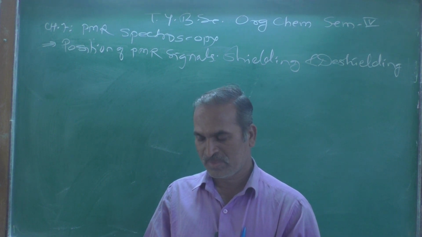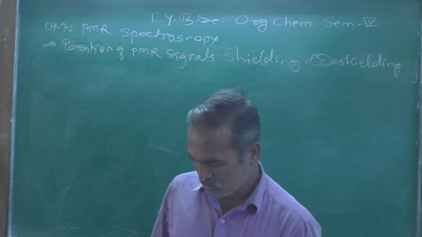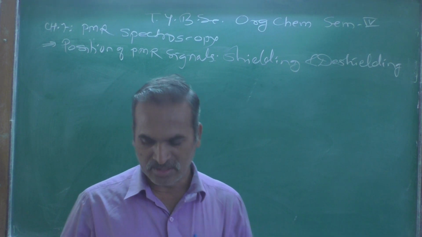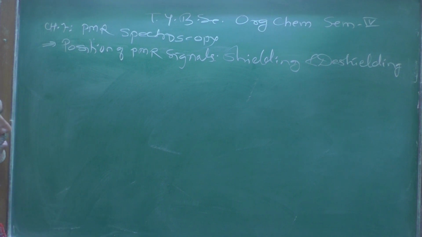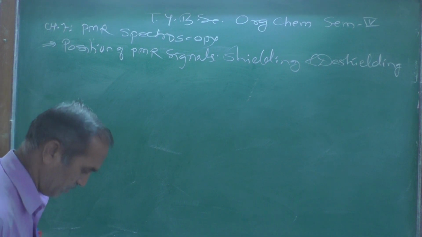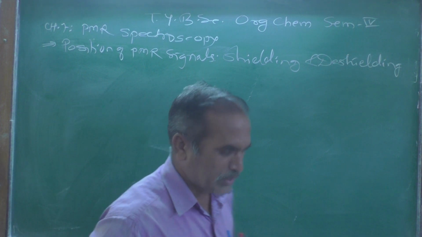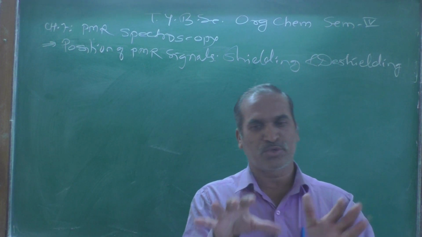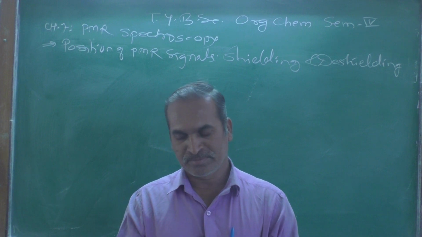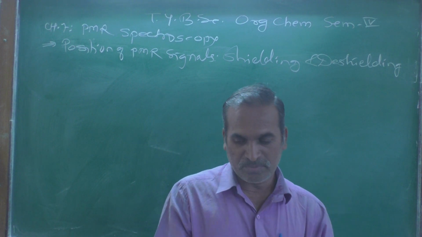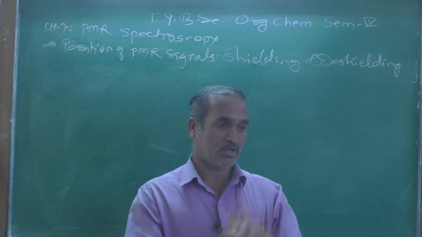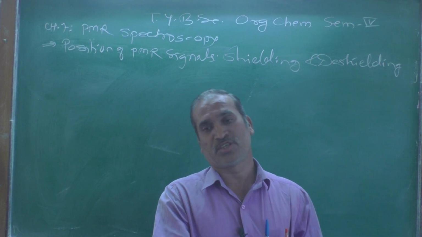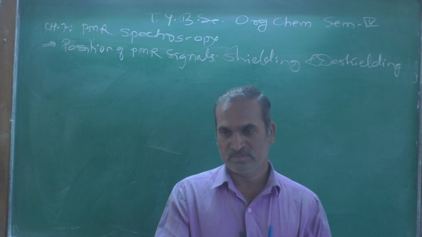So now today what we are going to discuss is the position of PMR signals, shielding and de-shielding. What do you mean by shielding and what do you mean by de-shielding? The position of the PMR signals, the exact position. What will be the exact position of, suppose, a methyl group?